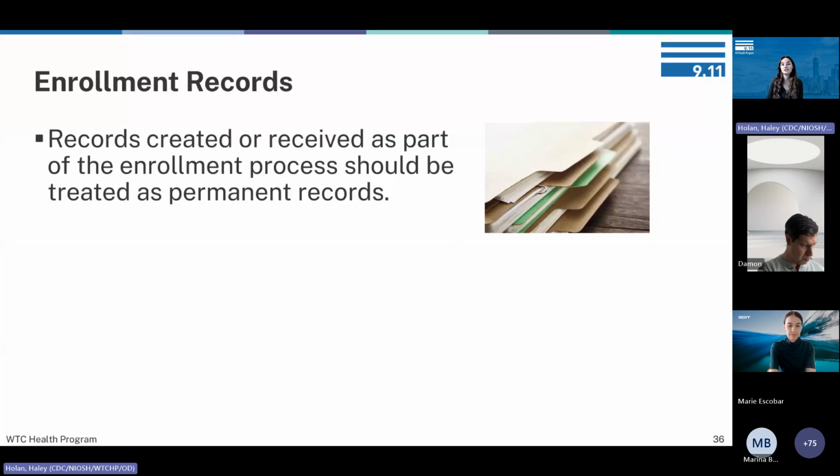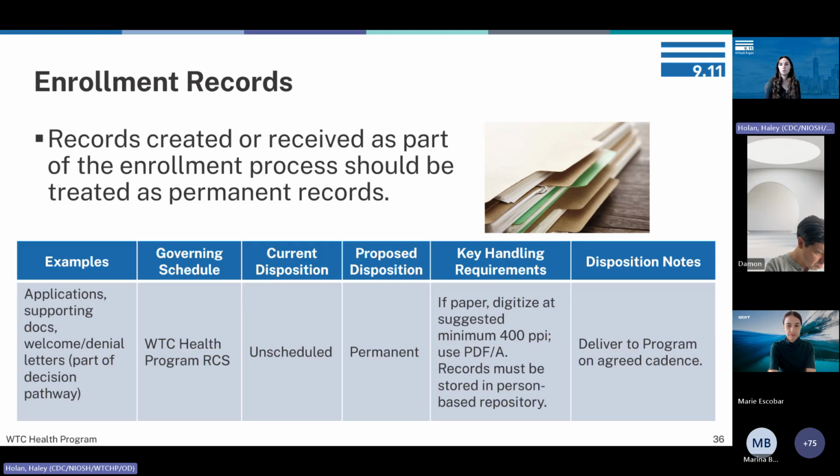Enrollment records are records which are created as part of the enrollment process. These should be treated as permanent records. So this might include things like applications, supporting documents, welcome and denial letters that are part of the decision pathway. And these are governed by the World Trade Center Health Program records control schedule. The current disposition on these is unscheduled. That's because our records control schedule is not yet approved. And we have proposed that the disposition for these records is permanent. These have enduring value to the United States, so they warrant preservation in the National Archives. But again, that's a proposed disposition. We haven't gotten that schedule approved yet.